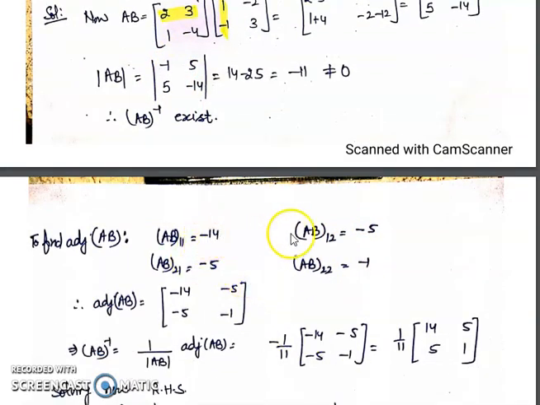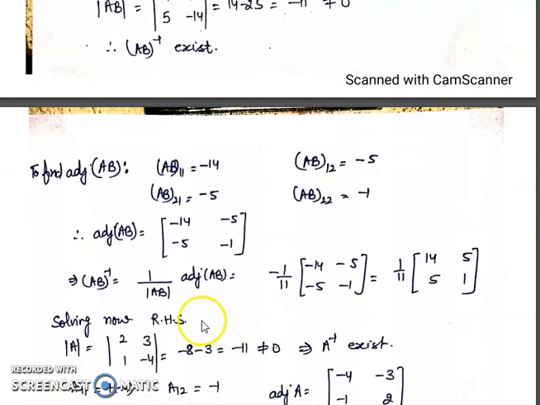So take its transpose. Minus 14, minus 5 is the first column. Minus 5, minus 1 is the second column. Now the value of the determinant is minus 11, so minus 1 by 11 into the adjoint. Taking minus common from each element. Remember, in matrices we have to take the common factor from each element. So this will be the AB inverse.